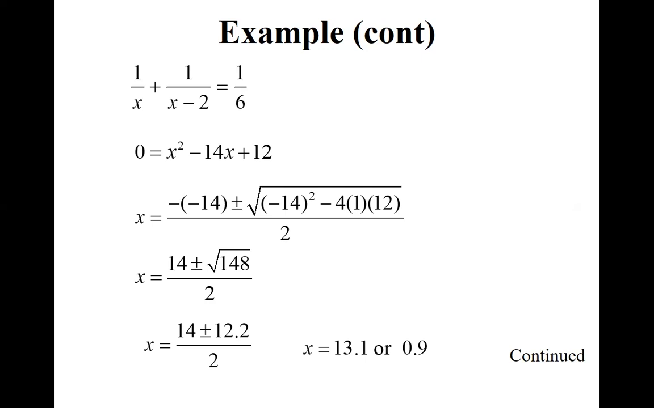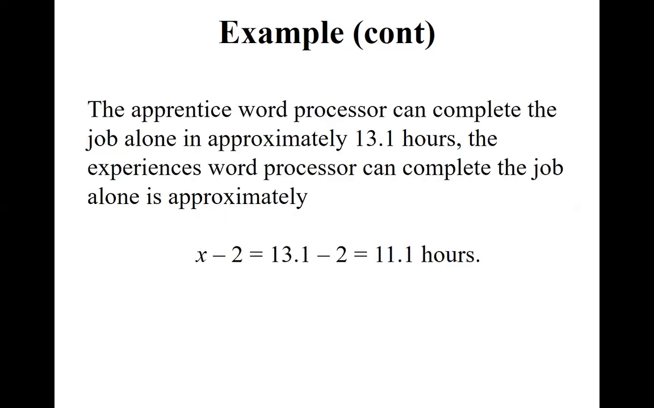So 13.1 hours is the slower time for the apprentice. 2 hours faster is 11.1 hours for the experienced word processor.